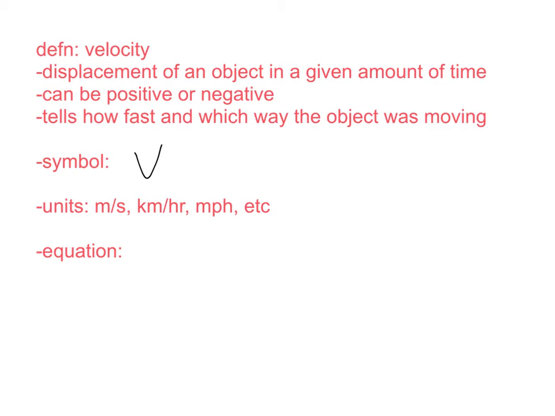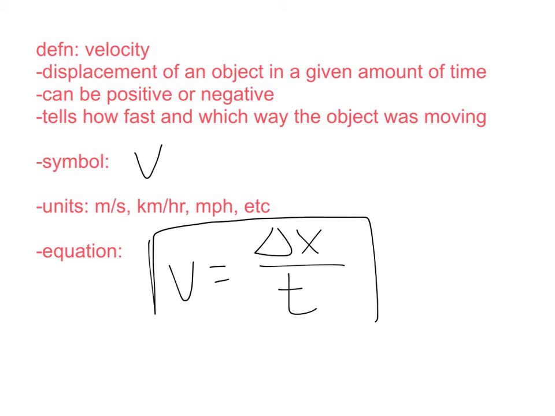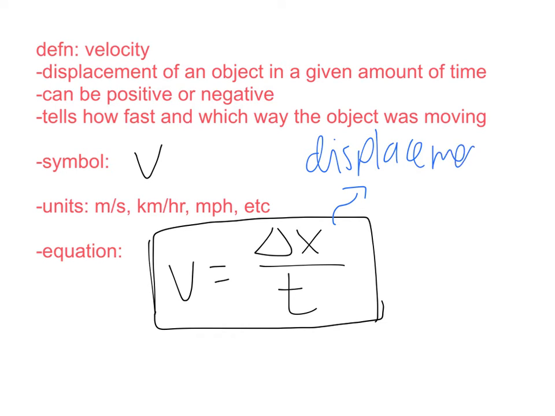The equation for velocity is in the definition: v equals delta x over t, where delta x is displacement, t is time, and v is velocity.